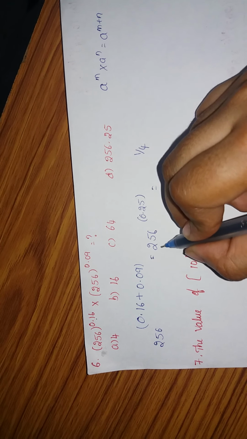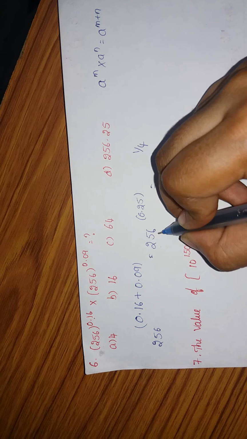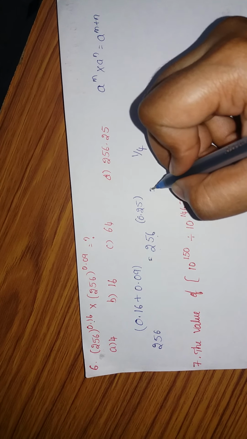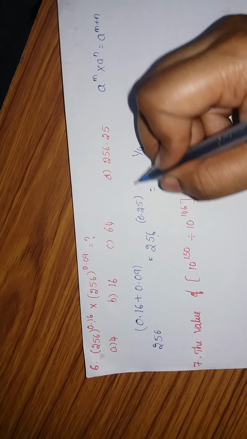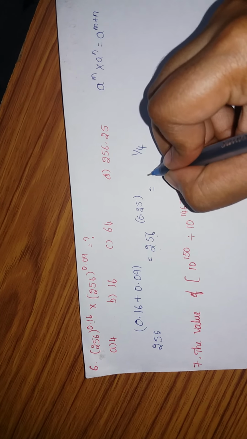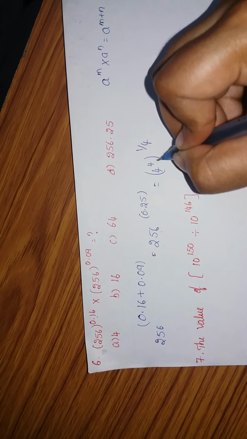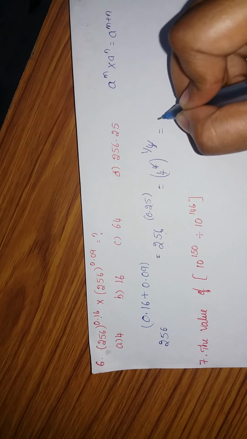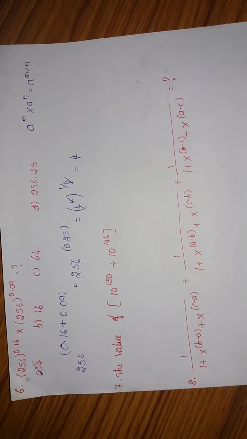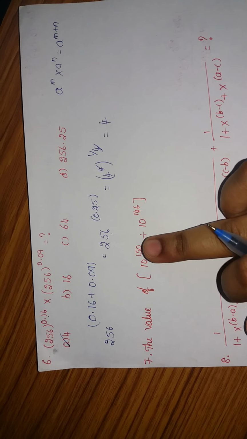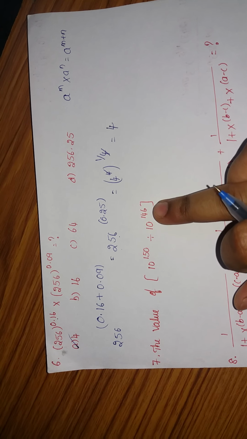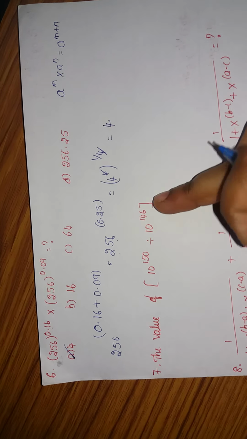So we know that 16 16s are 256, and 16 can be written as 4 square. 4 square into 4 square. 4 square into 4 square means 4 power 4. So 4 gets cancelled. So the answer for this question is 4. That's it.